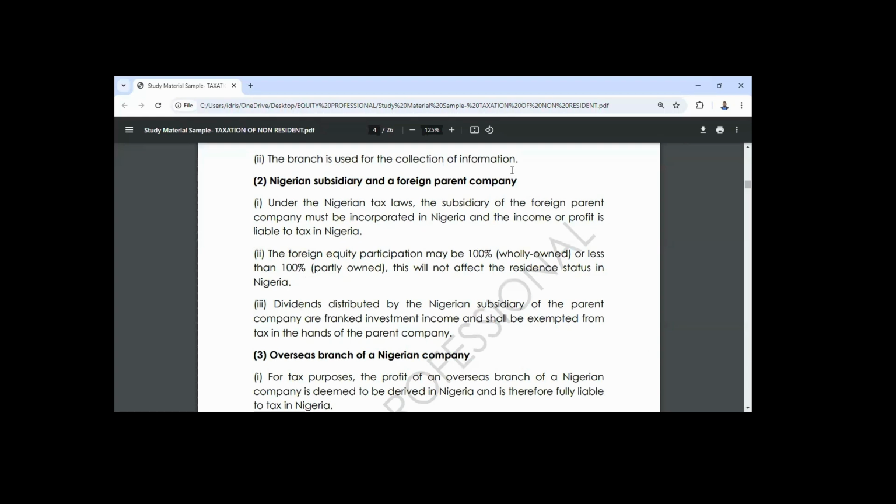That is that. Another one, dividends distributed by the Nigeria subsidiary of the foreign parent company are franked investment income and shall be exempted from tax in the hand of the parent company. You know, they have a subsidiary in Nigeria and a parent company abroad. Since the parent company is a shareholder of the subsidiary, at the end of the year, that subsidiary will be paying the parent company dividend. The law says that dividend is franked investment income and it will be exempted from tax in the hand of the parent company.